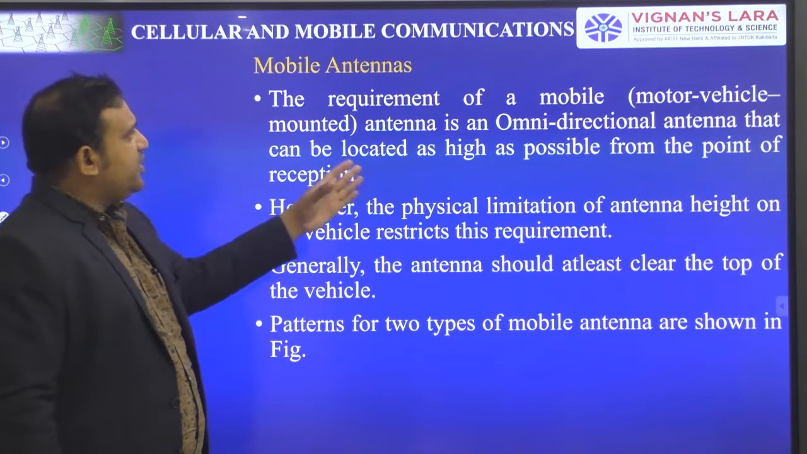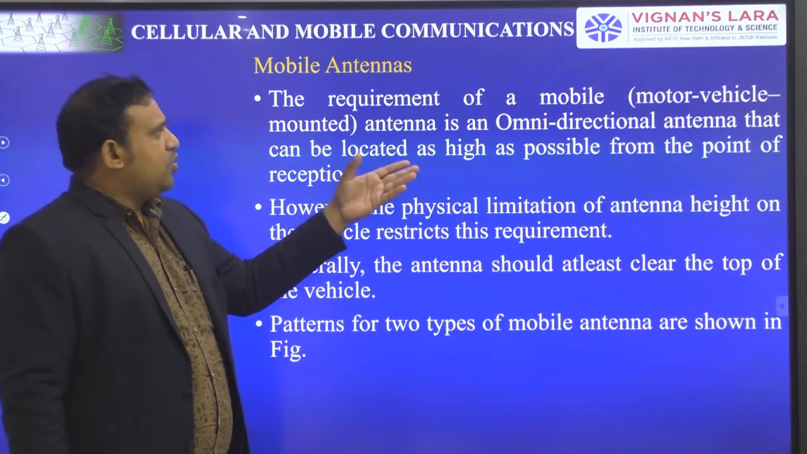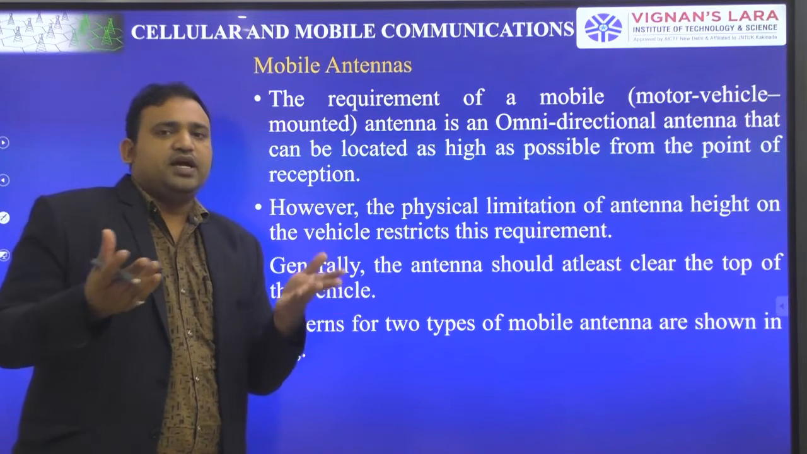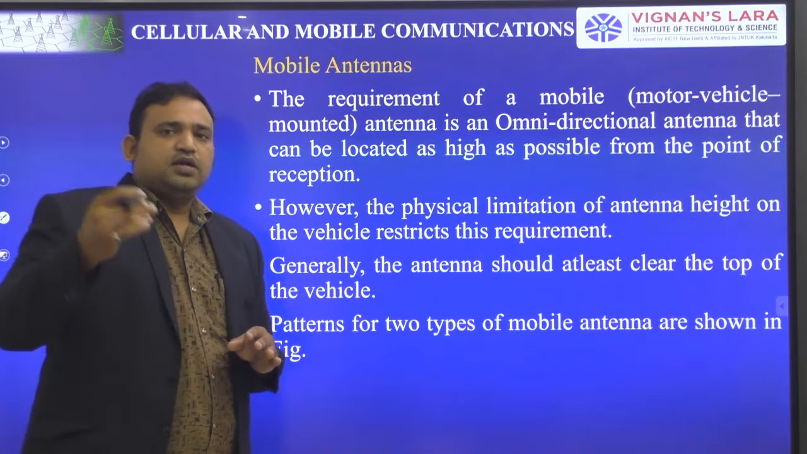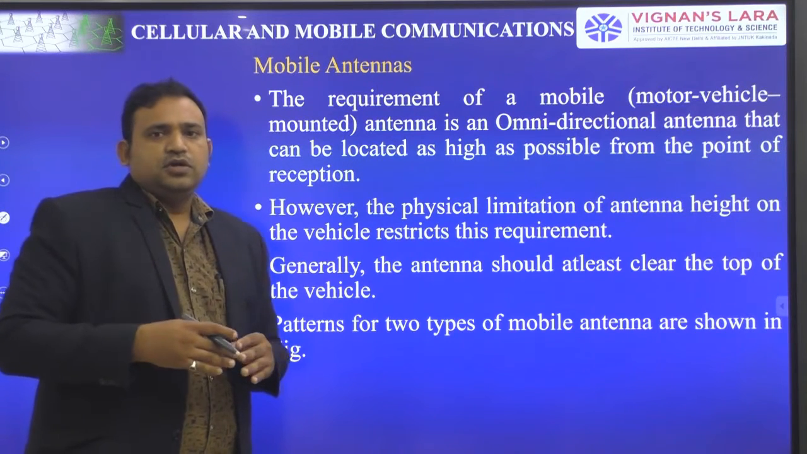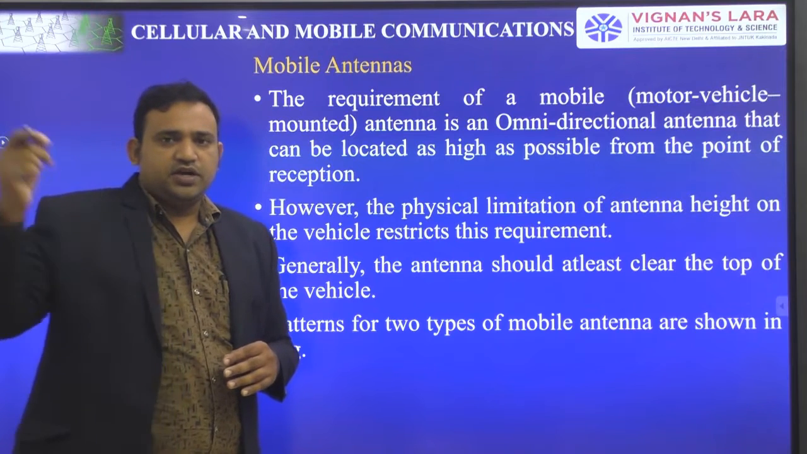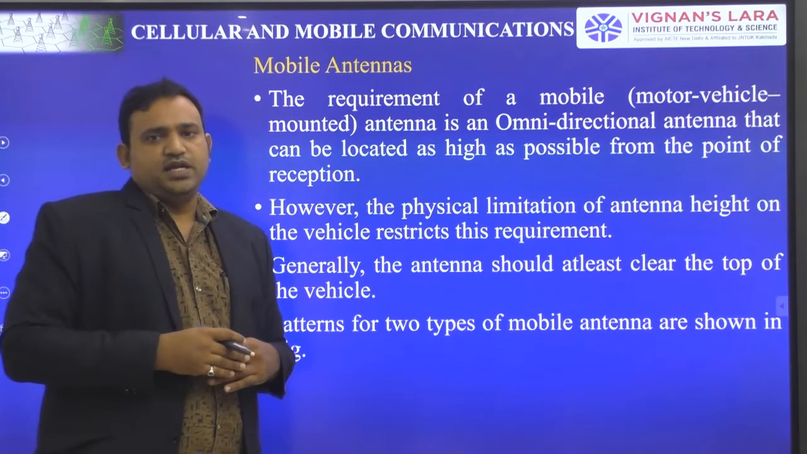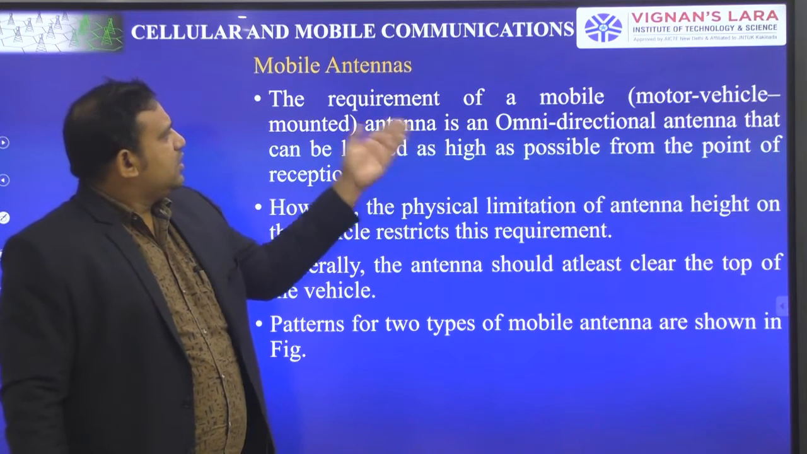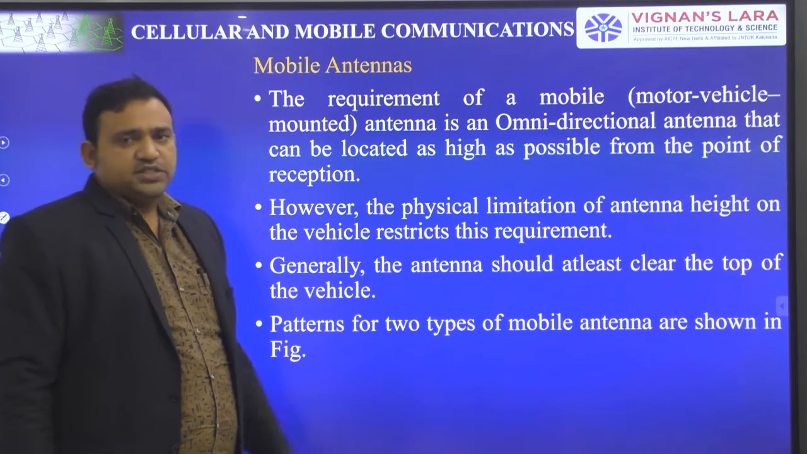Right? So the requirement of mobile, there is a motor vehicle mounted antenna. Let us consider the motor vehicle a car. A car has an antenna. Some cars have a dome on the top of the car and on the side of the mirror, there will be some antennas. So the requirement of a mobile antenna is an omnidirectional antenna.